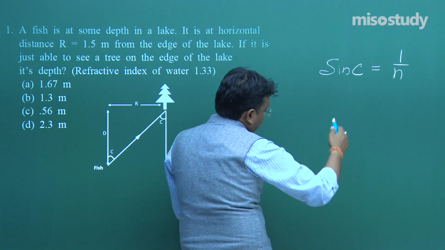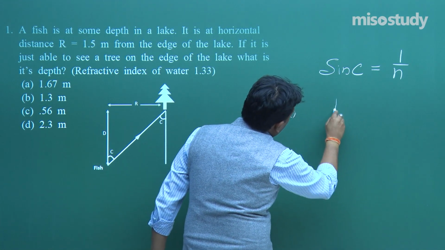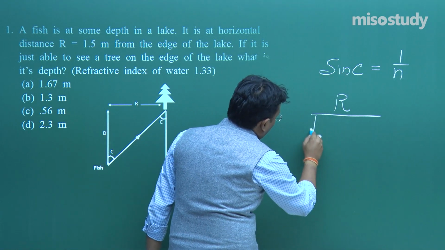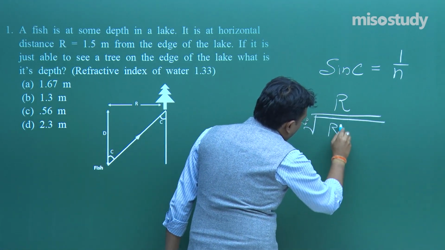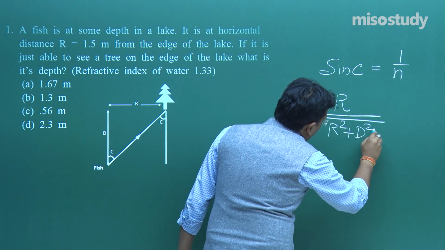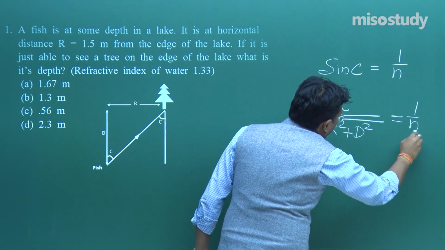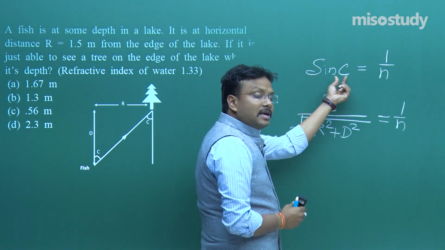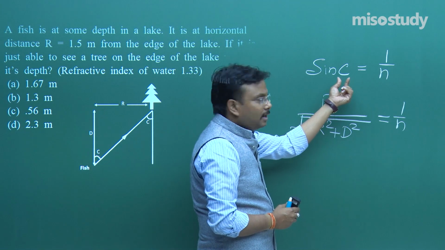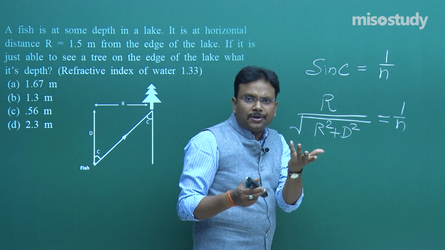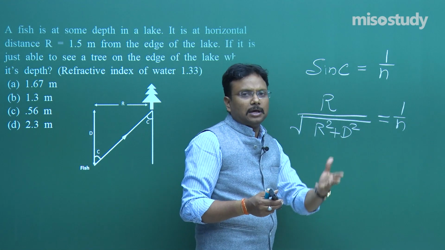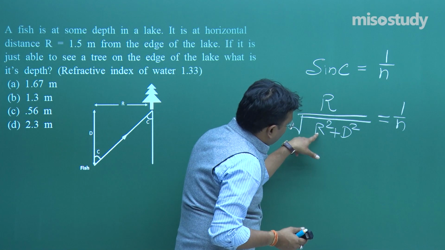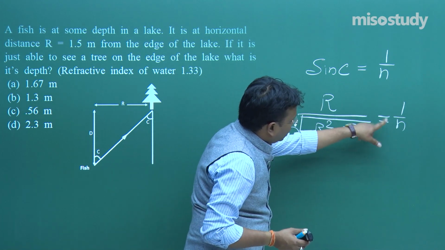So, rather than mentioning that using Pythagoras theorem, I am directly writing the values, that is r, this horizontal distance, under root r square plus d square is equal to 1 upon n. What exactly are we trying to do? We are saying if angle C is small, the critical angle, you can say sin C is equal to C. This type of assumption we are quite comfortable utilizing. So, that is why I mentioned r upon root of r square plus d square is equal to 1 by n.